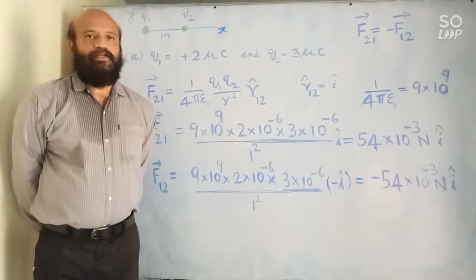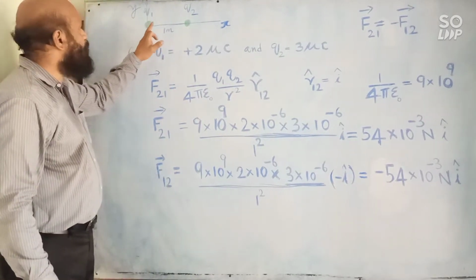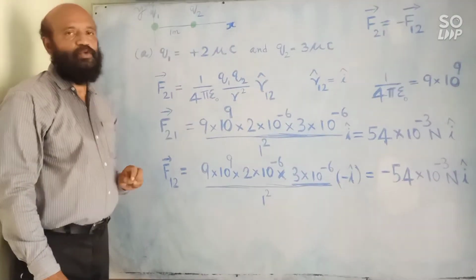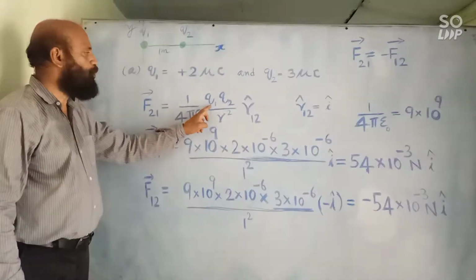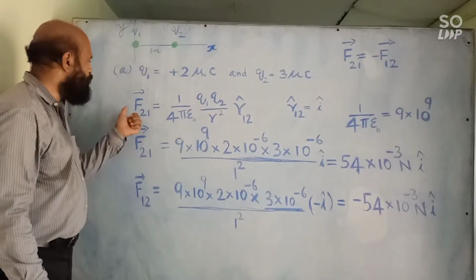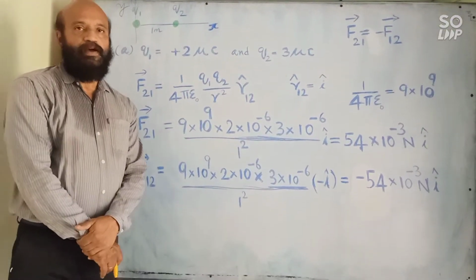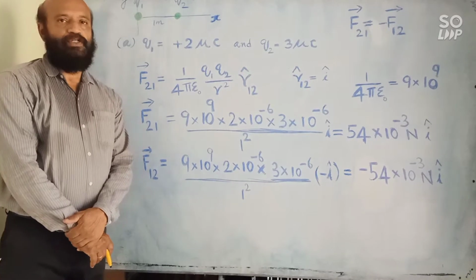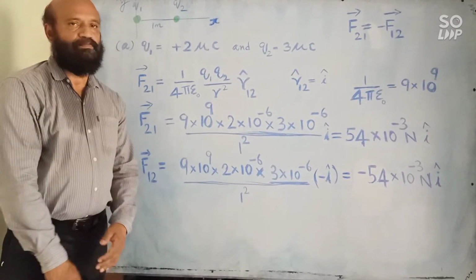Now we completed Coulomb's law. The force between two charges is given by Coulomb's law. Force between two charges is directly proportional to the product of the charges and inversely proportional to the square of the distance. But to make the idea clear, let us do a problem.